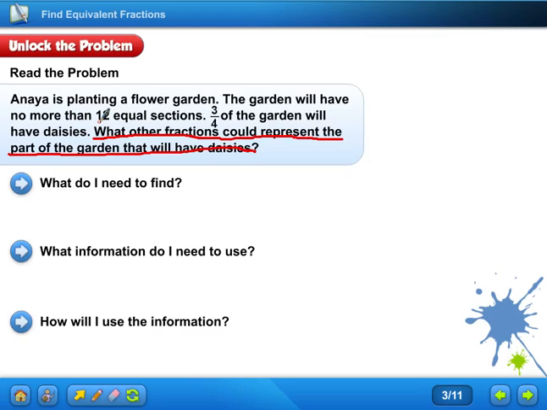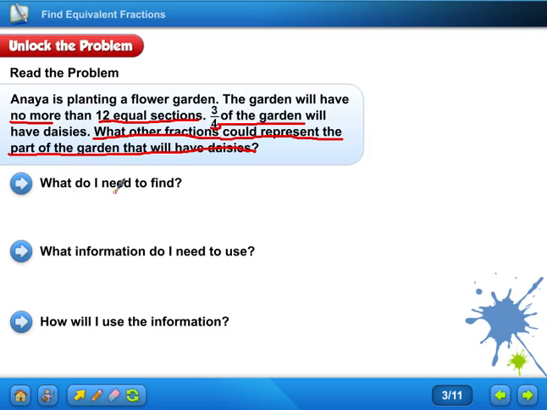The next information that we know is that they're going to have no more than 12 equal sections. No more than 12 equal sections. And 3/4 of the garden. So there's 3/4 of the garden. Try to underline that 4. All right. 3/4 of the garden will have daisies. All right. So let's start answering these questions down here.